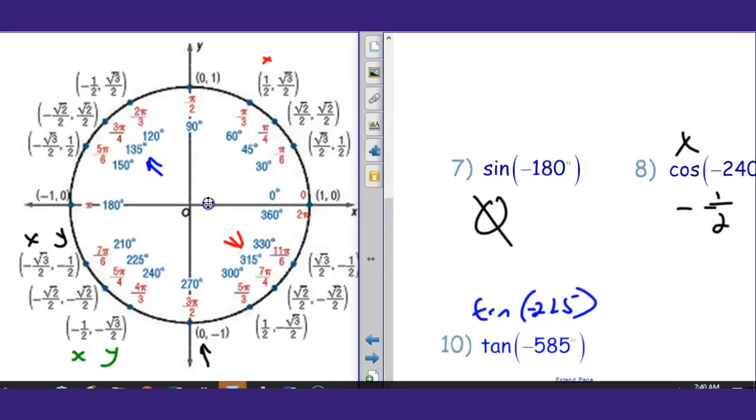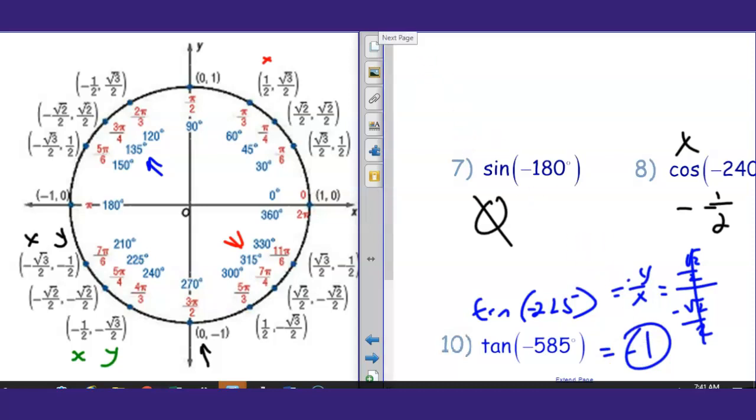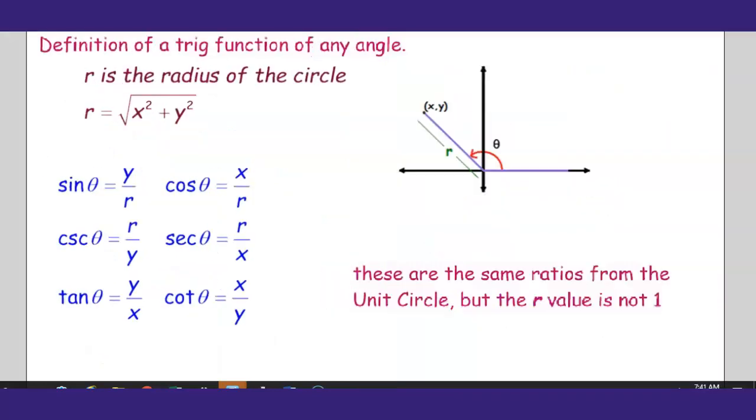So it says tangent. So tangent is y over x. So we have radical 2 over 2 divided by negative radical 2 over 2. All right. It's the same thing over itself, right? So that's just 1. You still got that negative, so negative 1. So tangent of negative 585 is negative 1.